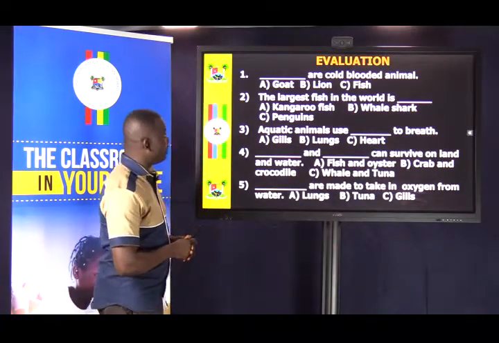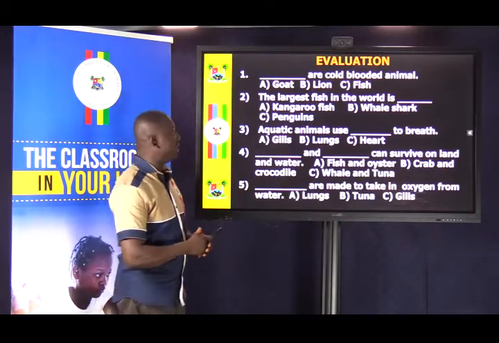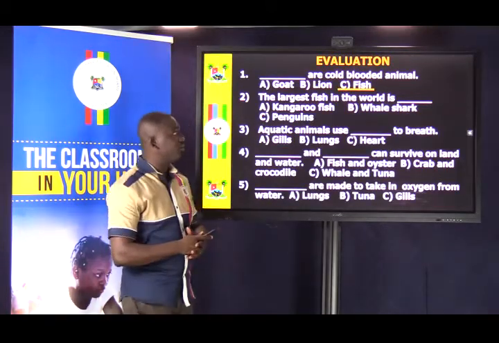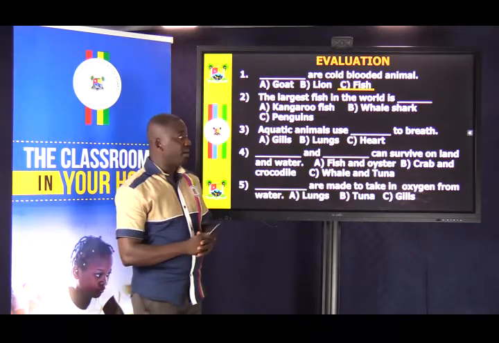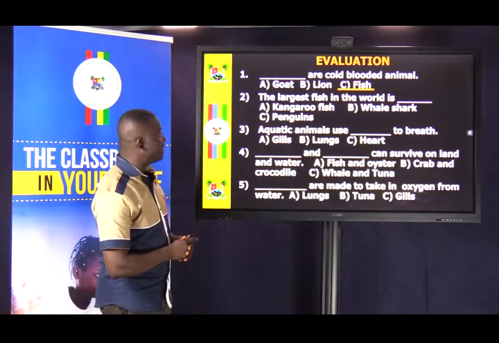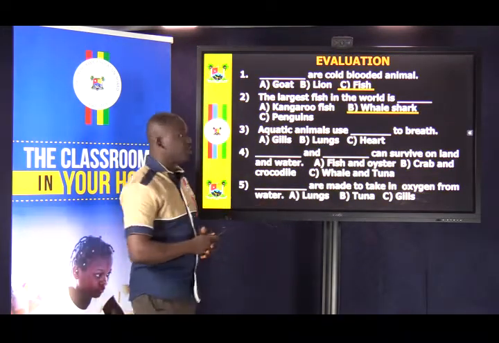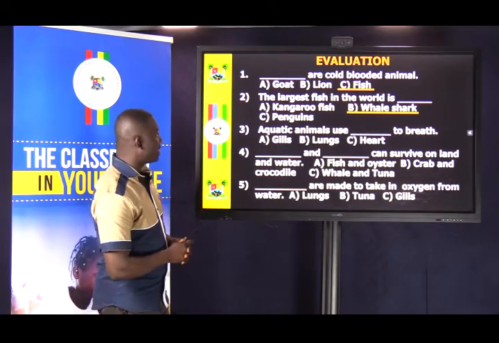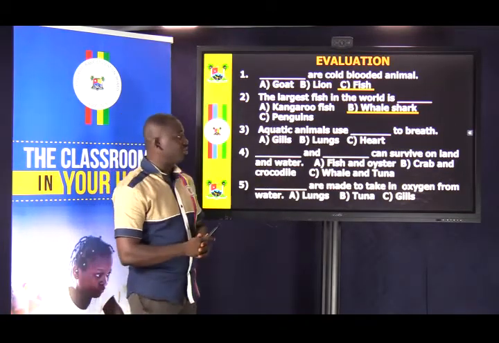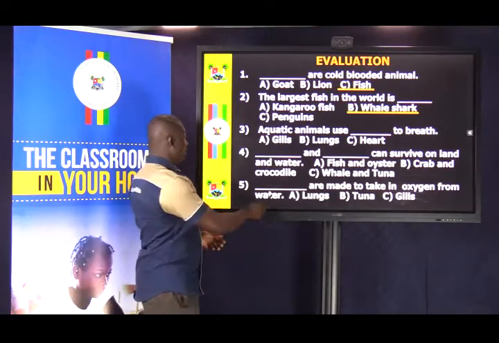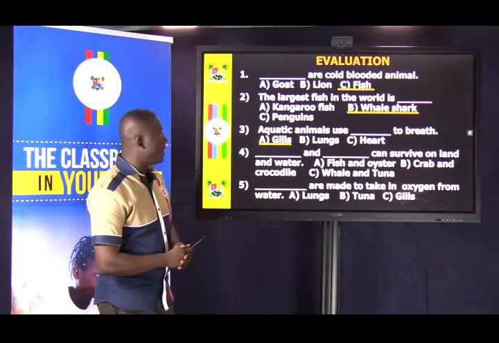Okay, question number 1. Dash are cold-blooded animal. Fish are cold-blooded animal. Number 2, the largest fish in the world is whale shark. Whale shark. Number 3, aquatic animals use dash to breathe. They use their gills to breathe.